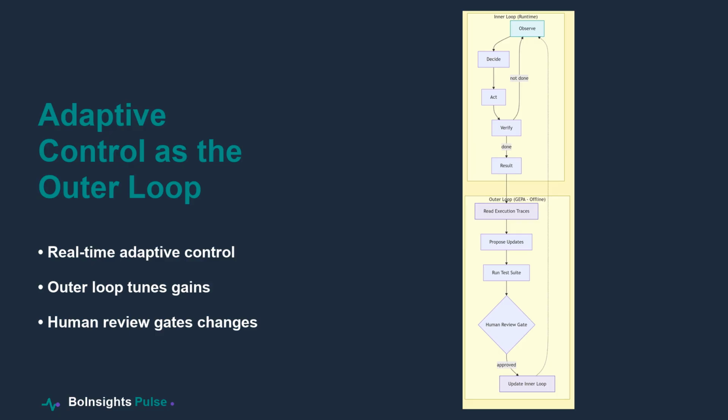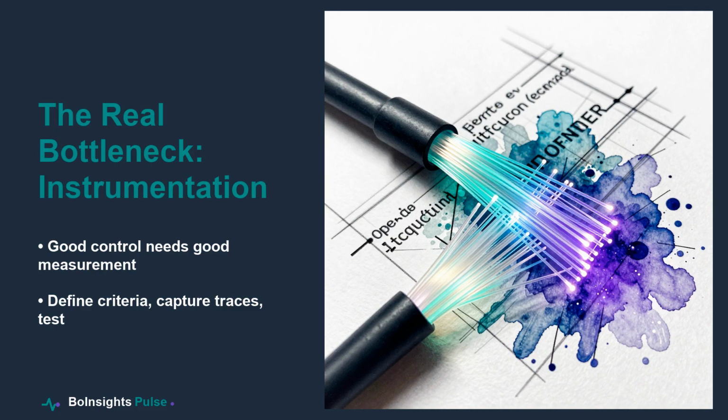The real challenge isn't understanding the loop, it's instrumenting the feedback. A controller is only as good as its sensor. For agents, that means designing clear completion criteria, capturing rich execution traces, and building test suites that catch regressions. This is the same problem control engineers have always faced. The quality of your control is limited by the quality of your measurement.